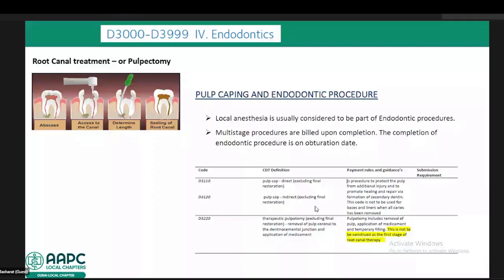For example, the first time the patient is coming just for the pulpectomy. The second visit he is coming for the RCT obturation. The last visit he is coming for the final filling. So you have to assign the procedure code according to that.